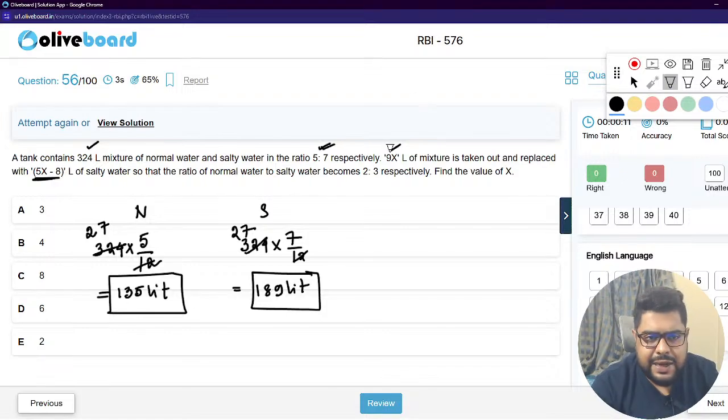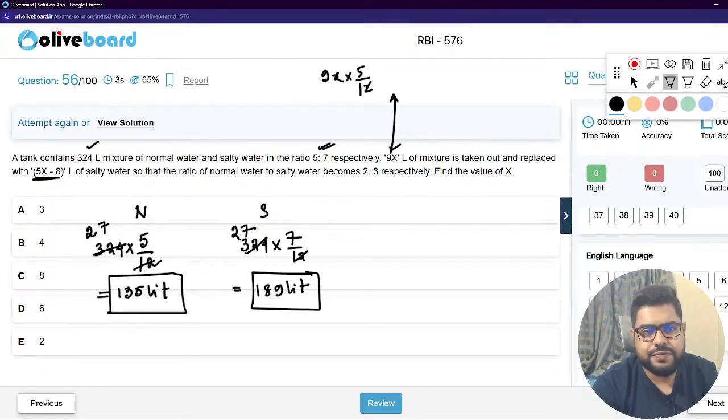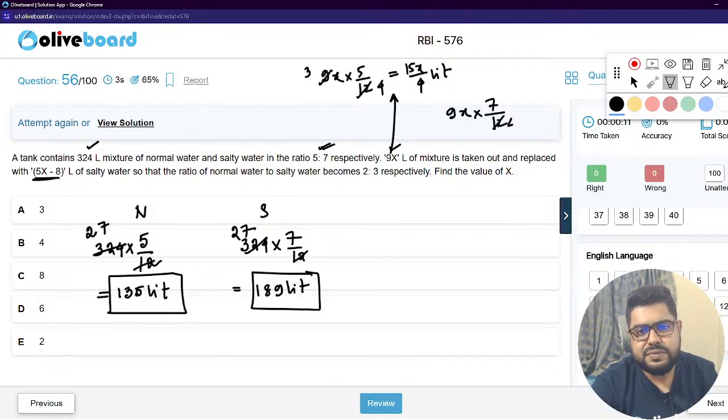In these 9x liters, how much was normal water? 9x into 5/12, which is 15x by 4 liters. And how much was salt water? That was 9x into 7/12, which is 21x by 4.